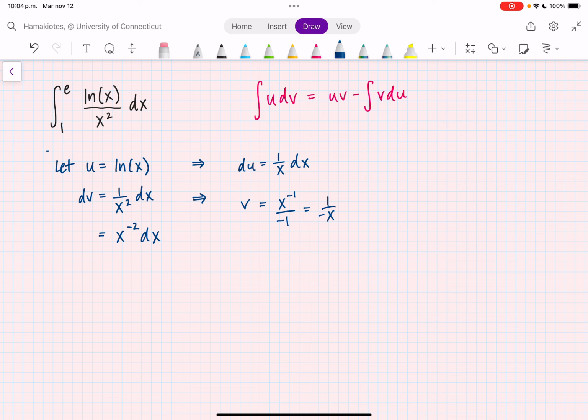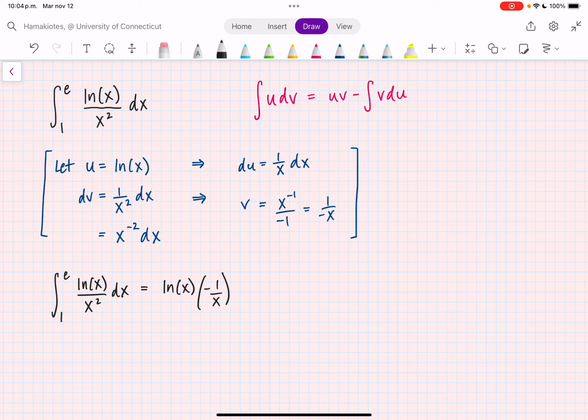Great. So now that we have found our u and our dv, our du and our v, we can plug them into uv minus the integral of v du. So the integral of ln of x over x squared dx equals u, which is ln of x, times v, which is minus 1 over x, minus the integral of v, which is minus 1 over x, times du, which is 1 over x dx.